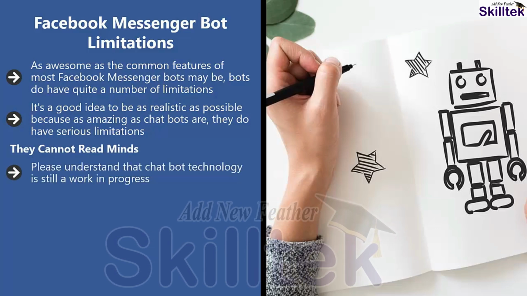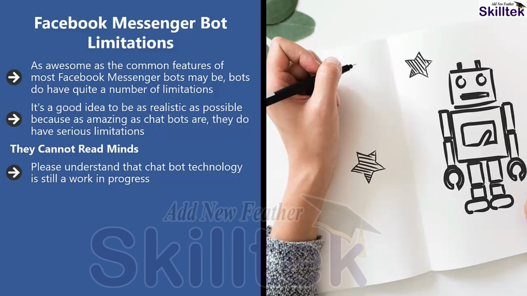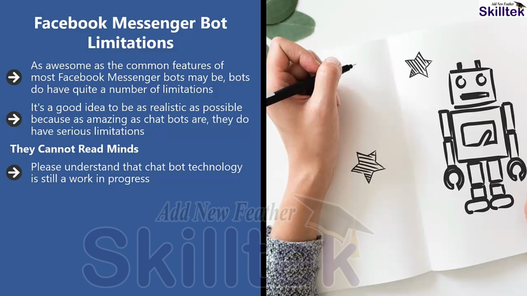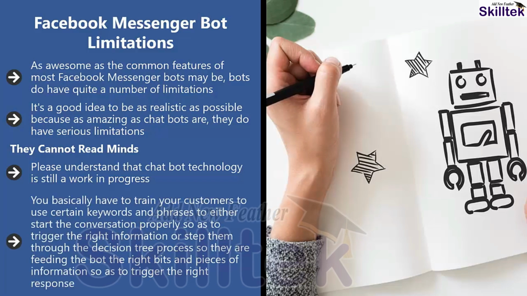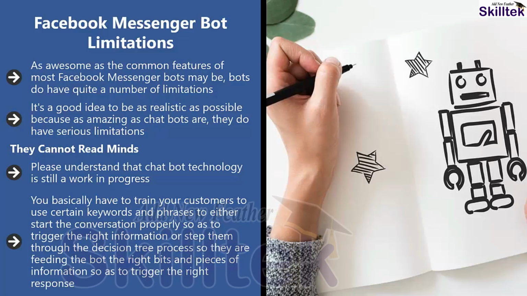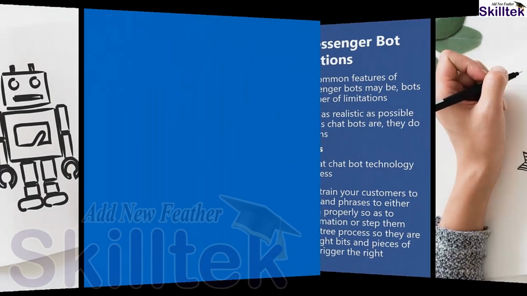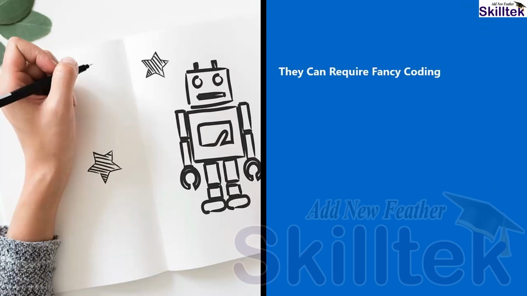Please understand that chatbot technology is still a work in progress. We haven't reached the point yet where you can post an ambiguous word and automatically expect the bot to know what you're talking about. You basically have to train your customers to use certain keywords and phrases to either start the conversation properly so as to trigger the right information, or step them through the decision tree process so they are feeding the bot the right bits and pieces of information so as to trigger the right response. This can be quite clunky and awkward depending on how long the decision tree is and how many alternative pieces of information are possible with each branch of the logic tree. They can require fancy coding.